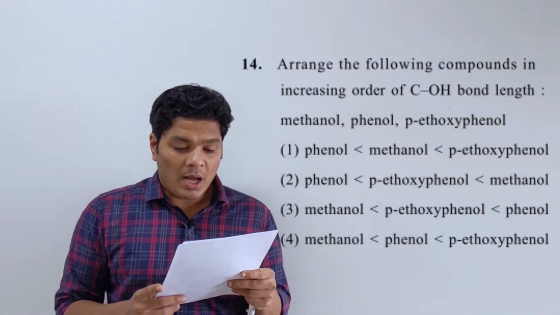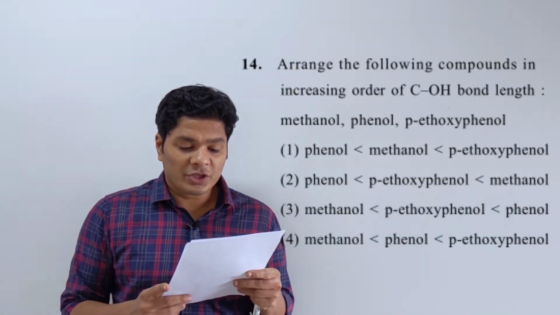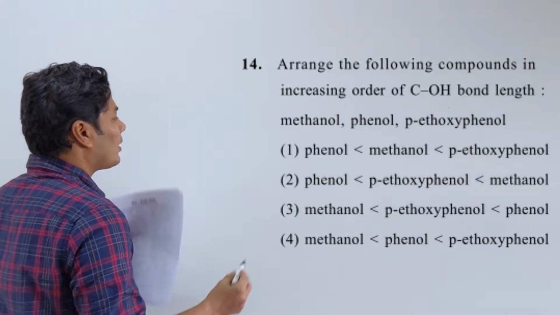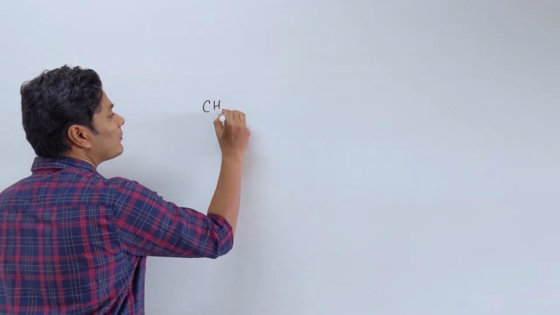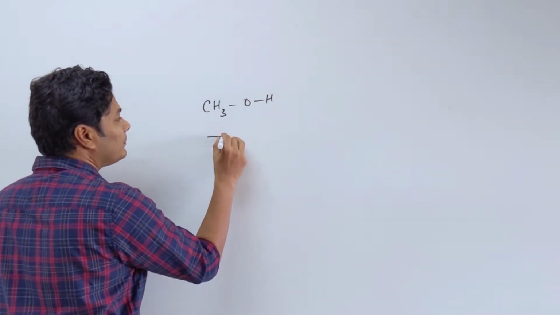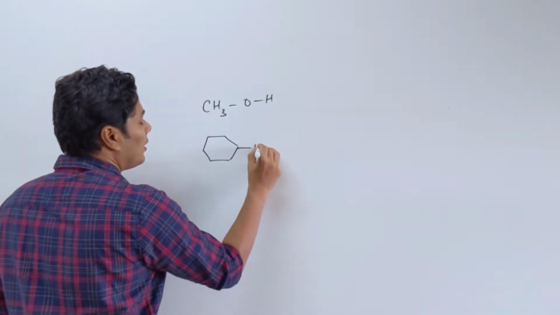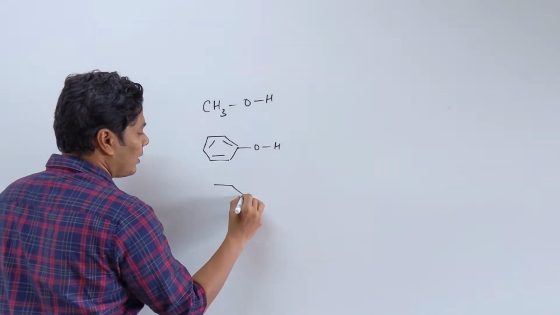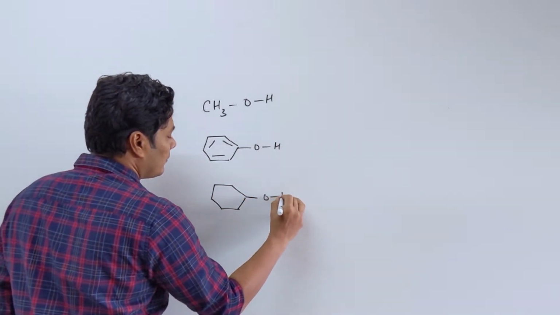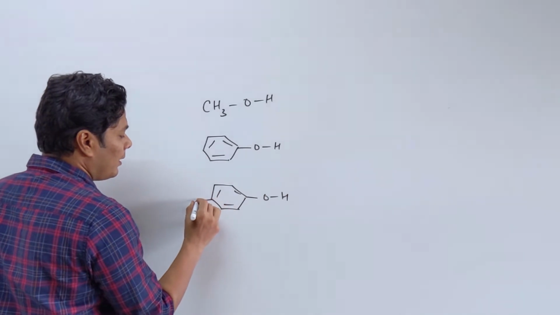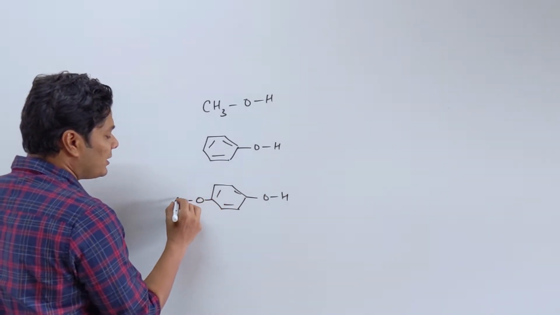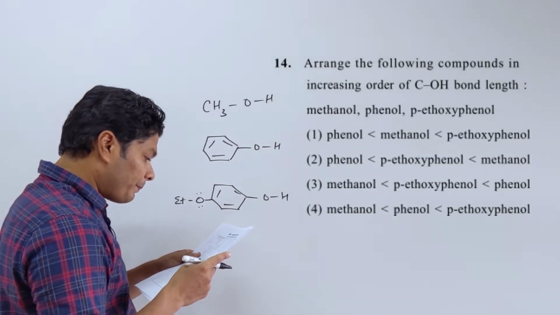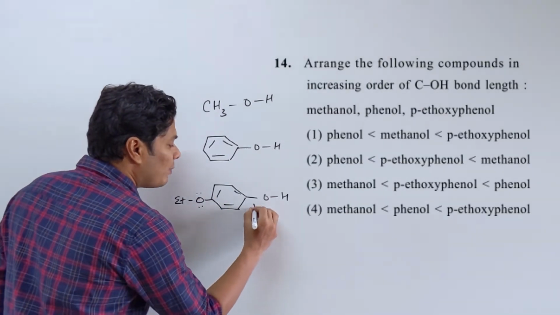14. Arrange the following compounds in the increasing order of C-OH bond length for methanol, phenol and ethoxyphenol. So I have our methanol here, phenol, ethoxyphenol. They are talking about the C-OH bond length, this bond length.